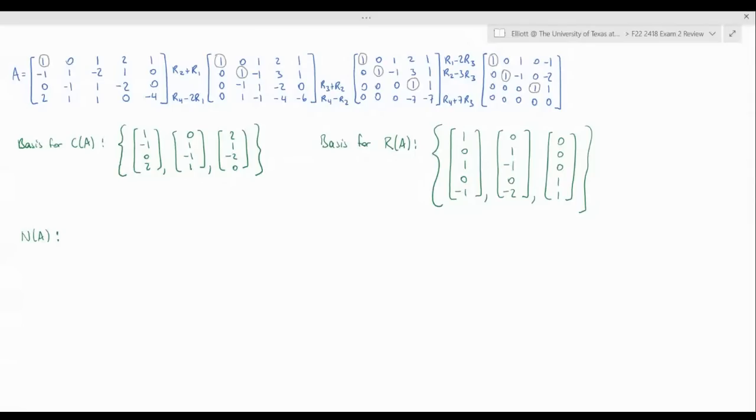So then for the null space, what we're going to do is, from the reduced row echelon form, each row is going to give us an equation. So the first row is going to give us 1x1 plus x3 minus x5. And for the null space, the right-hand side is all zeros. So we're going to get this system of equations to solve for the null space.